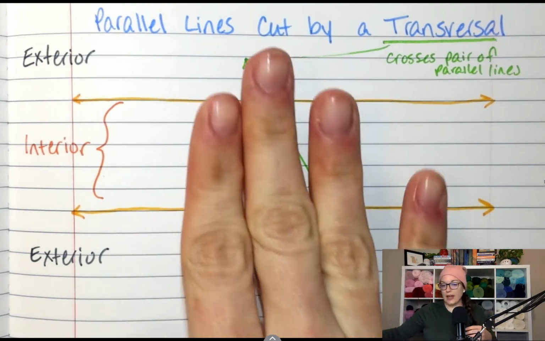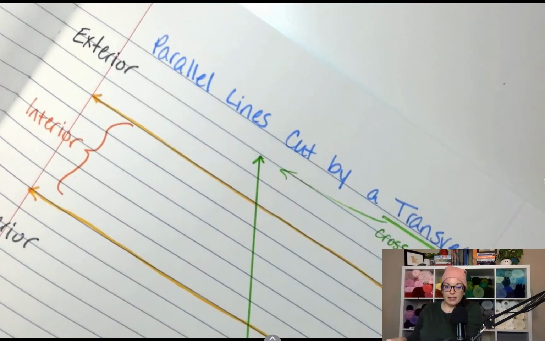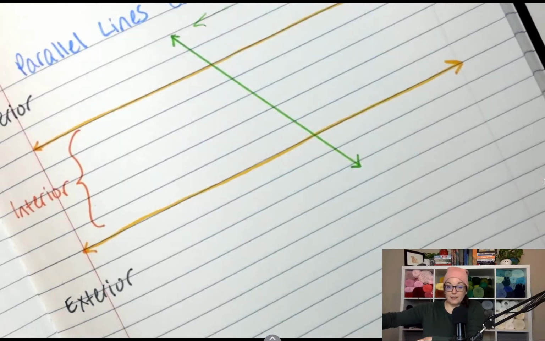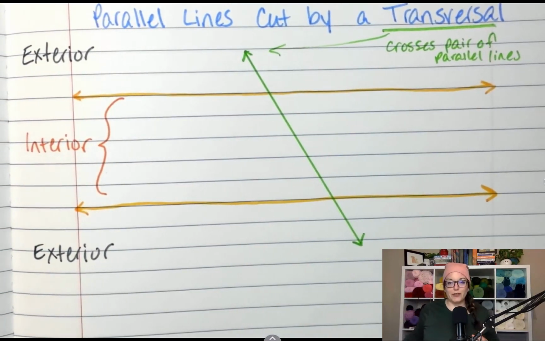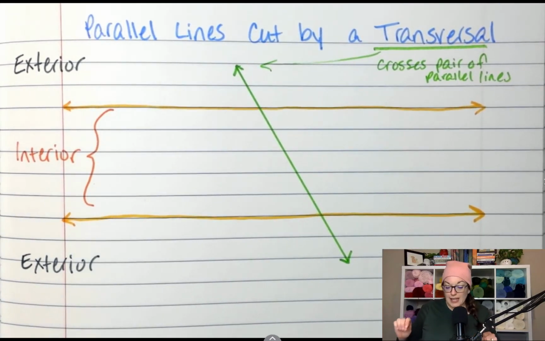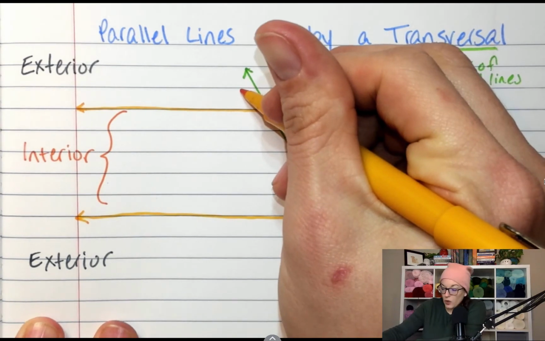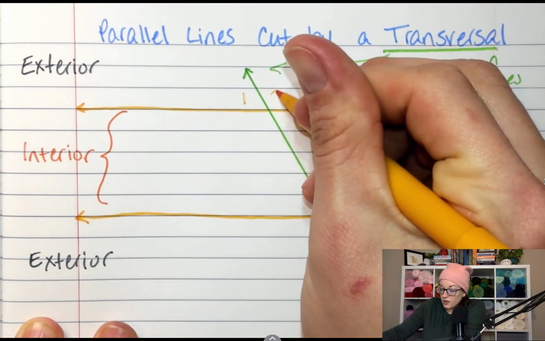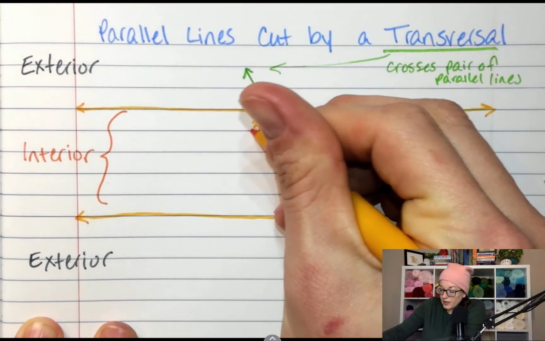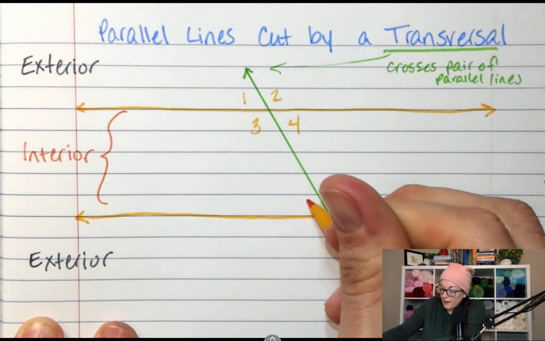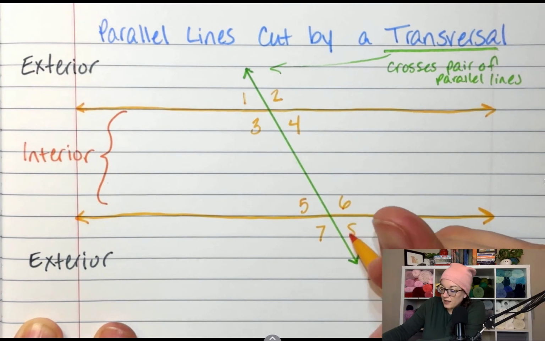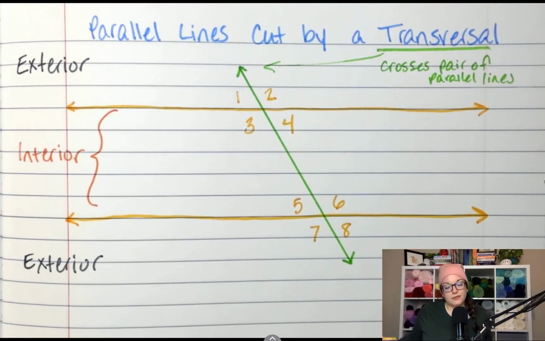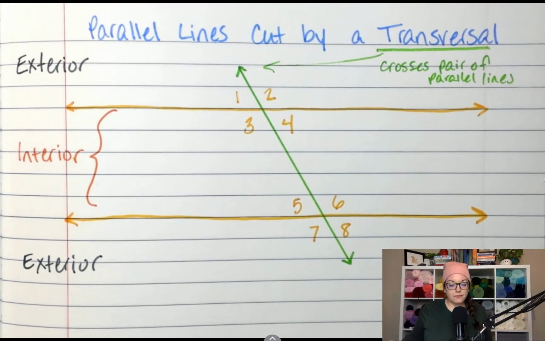And now there's no rule that it has to look like this. They could be like this or like this. It's just easier to draw straight lines if you draw them on the notebook paper. All right, let's label our angles. I'm going to start up here and I'm going to go angle 1, 2, 3, 4, 5, 6, 7, 8. It's just easier to talk about them that way.